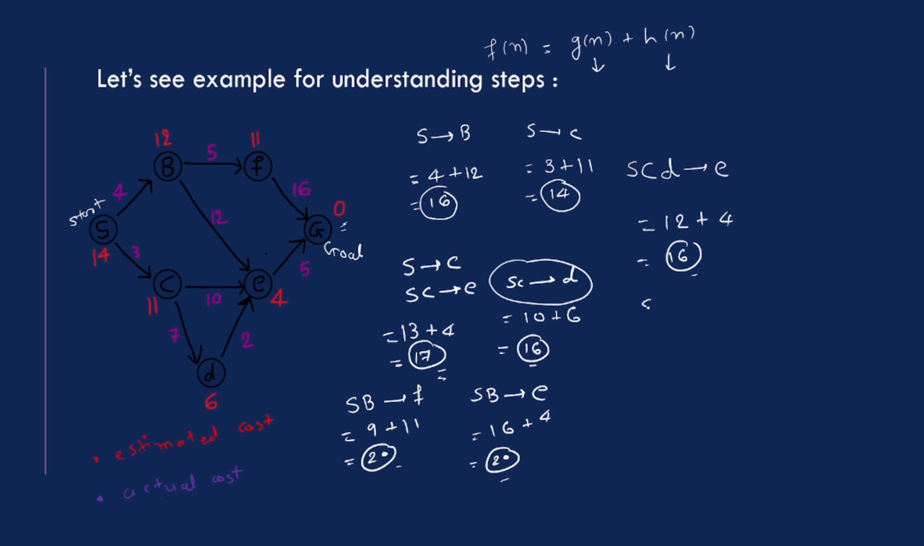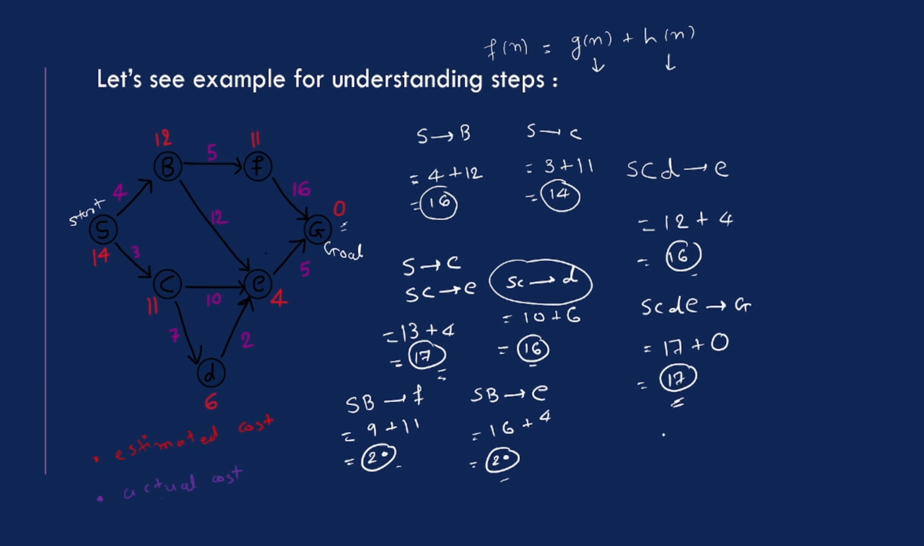Now it will reach us to G, which is our goal node. So let's take S to C 3, C to D 7, D to E 2, and E to G 5. So 3 plus 7 is 10, 10 plus 2 is 12, 12 plus 5 is 17. Plus the estimated cost of G, which is 0. So we will get 17. So here is our answer. We get 17 at the goal node.